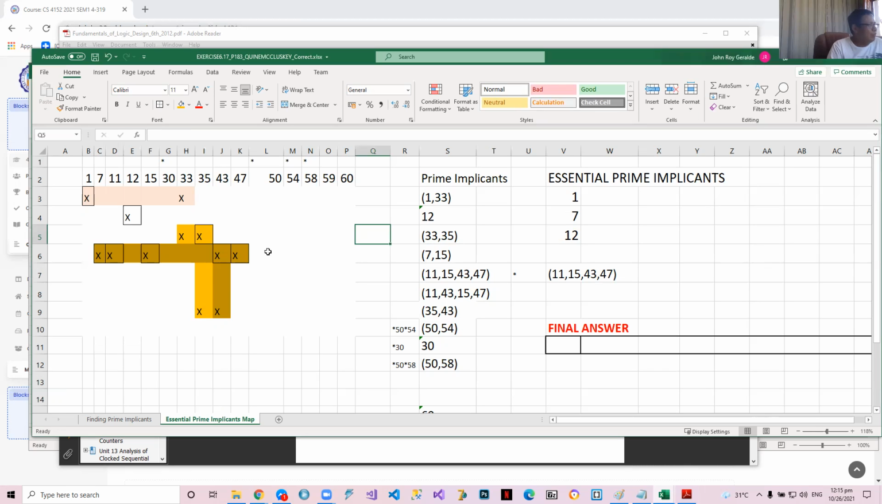Okay. So now we will have 1. We'll eliminate 33. And then we'll have 7. This is essential, but I'm not sure if we'll remove this. If we use this one, we will erase this. But let's find out on the example.